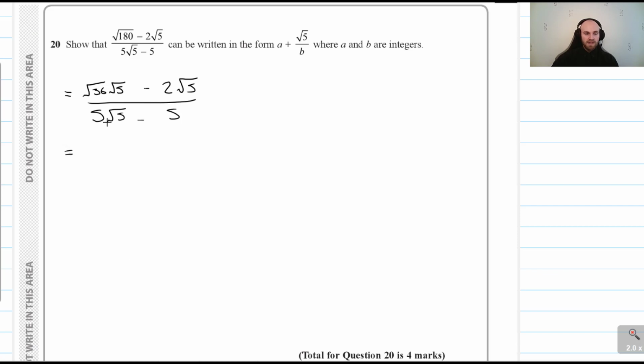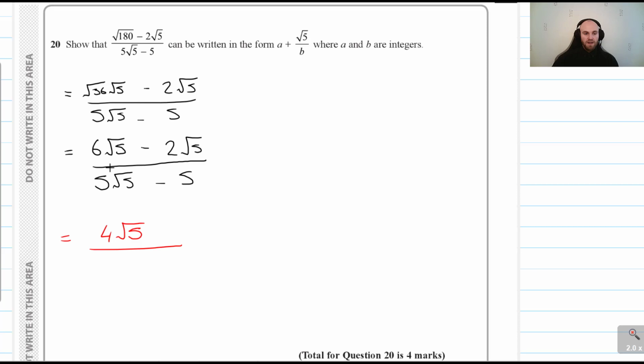So I'm going to do that now. So this is the same as 6 root 5. This root 36 just becomes 6, minus 2 root 5 all divided by 5 root 5 minus 5. Just change the color to make it a bit more obvious. So if we have 6 lots of root 5, 6 times root 5 minus 2 times root 5, well, that is just going to be 4 root 5. And then we're going to have 5 root 5 minus 5 on the bottom.